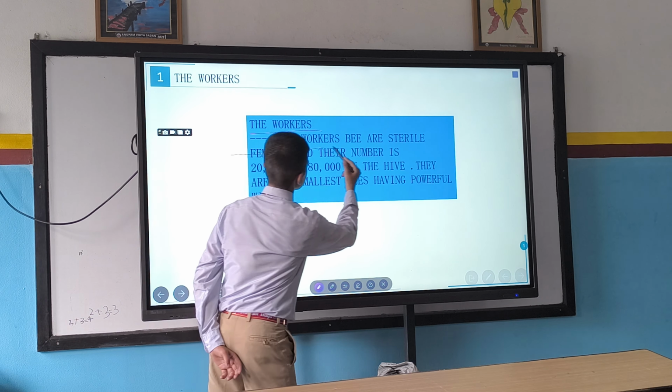Life cycle of honeybee. The life cycle of honeybee goes through 4 stages: egg, larva, pupa, and adult. Eggs. A queen bee is the only bee which lays about 300 pinhead-sized eggs in a single day. The egg takes 3 days to hatch into larva.